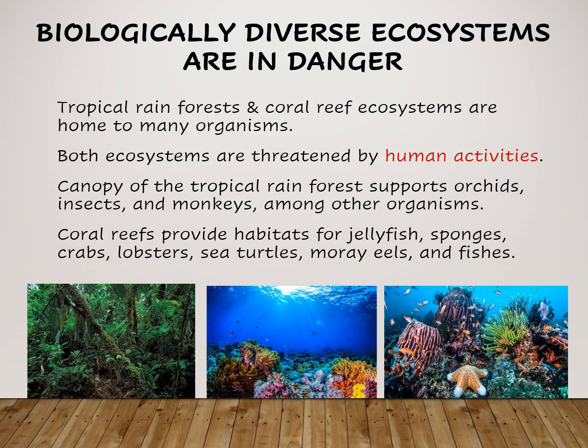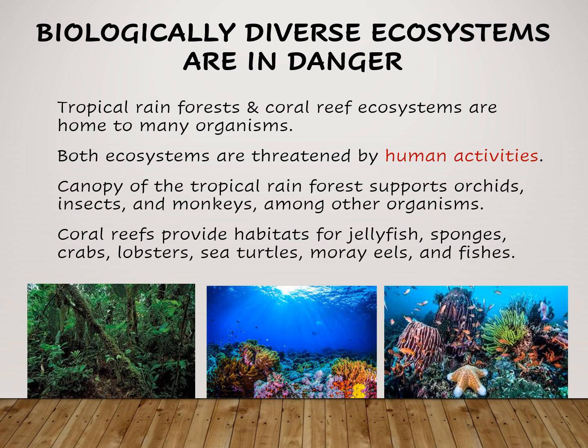The two most biologically diverse ecosystems, the tropical rainforest and coral reefs, are home to many organisms. These ecosystems are also threatened by human activities. The canopy of the tropical rainforest alone supports a variety of organisms, including orchids, insects, and monkeys.